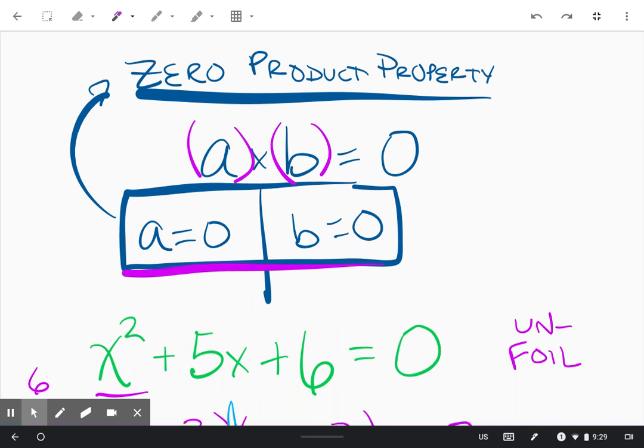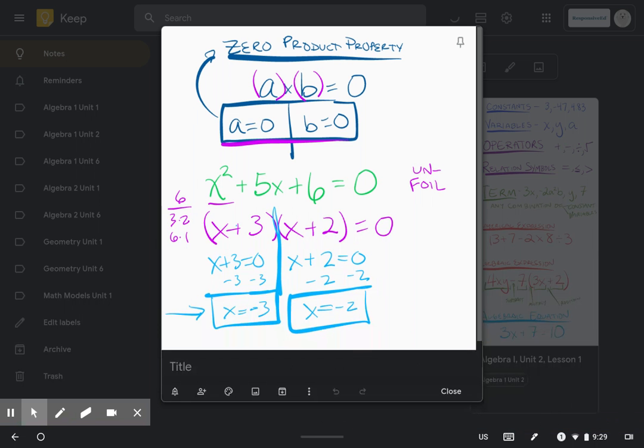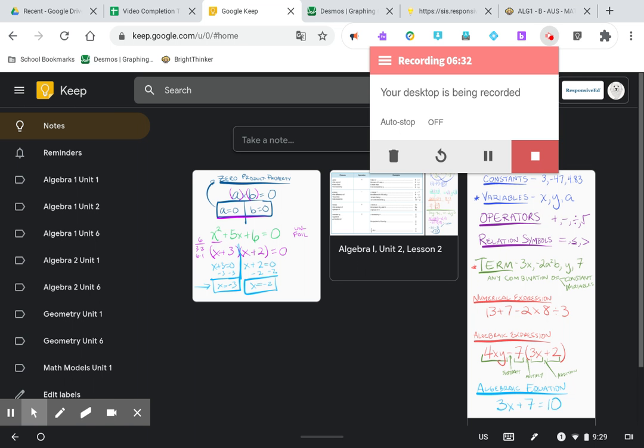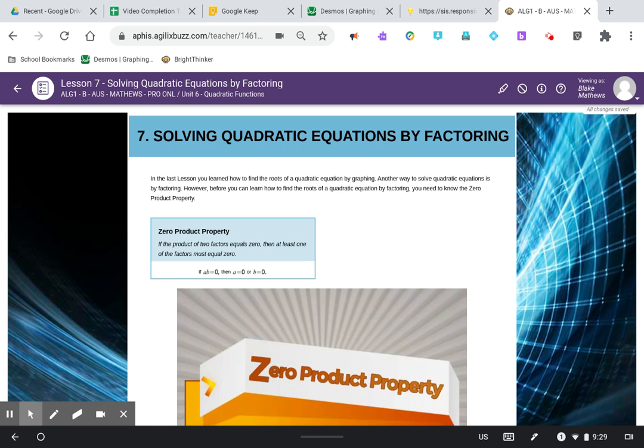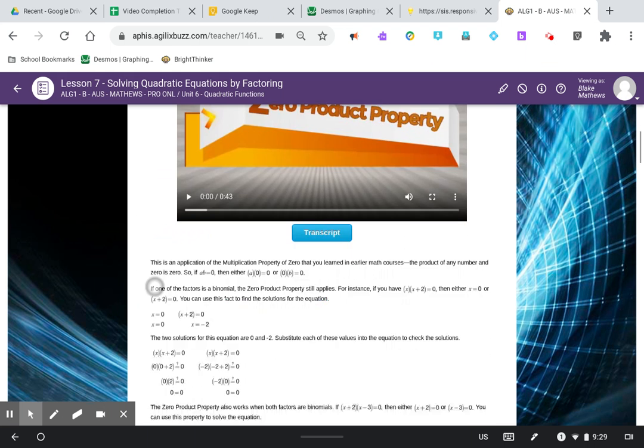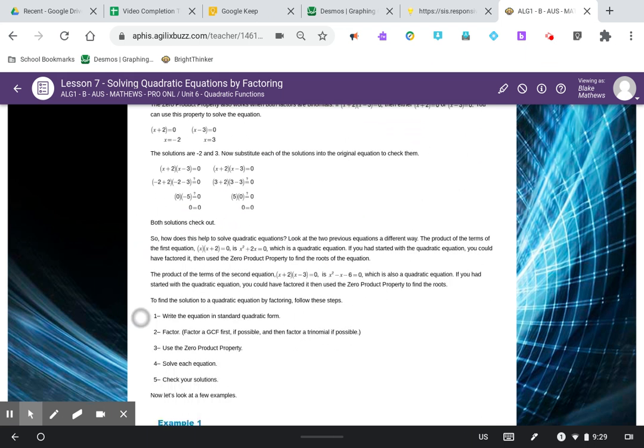So let's close this one. And I will pause this video while I open another drawing. All right, so let's jump over to the lesson. So that's just an introduction of this zero product property. So they're going to take us through this process of factoring.